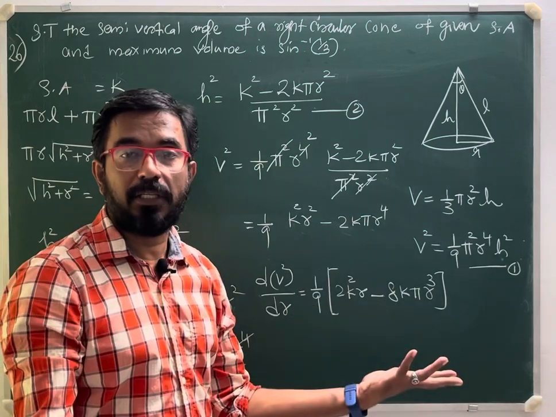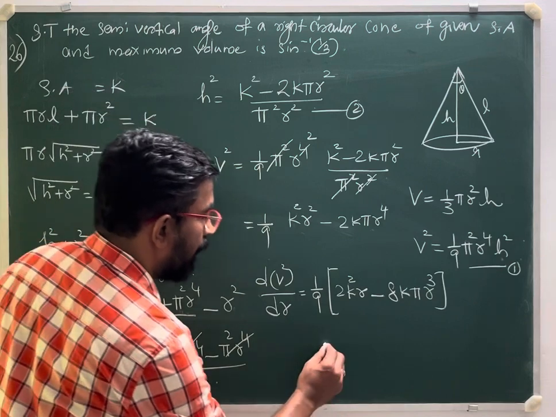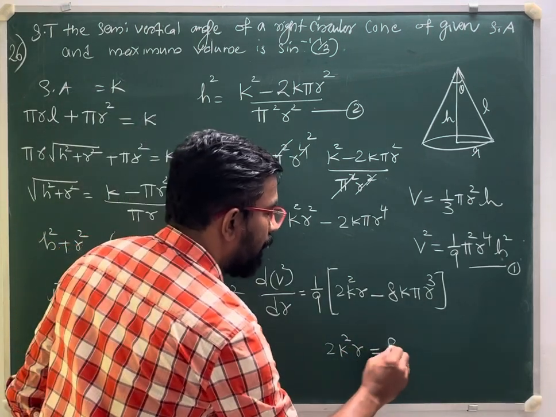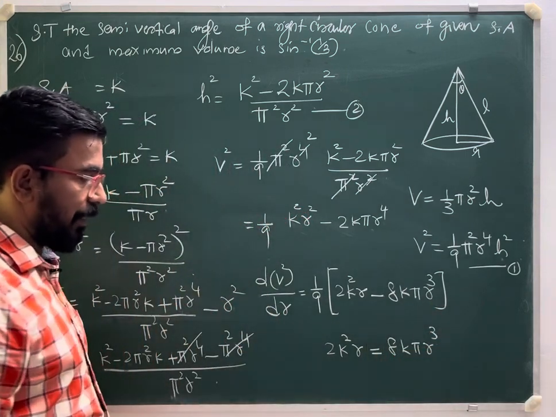1 by 9 is not 0. So the only possibility is this part to be 0. If it is equal to 0, I can write 2k square r will be equal to 8k pi r cube. When you equate to 0 and take to the other side, you get like this.